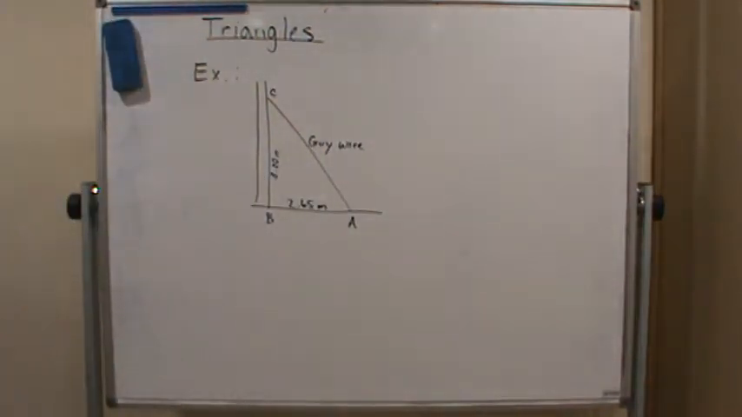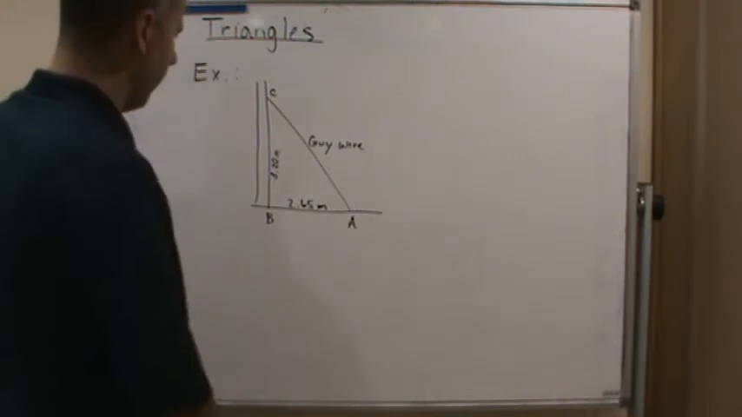We have a pole, and it's perpendicular to the level ground around it. A guy wire is attached 3.2 meters up the pole, and at a point on the ground 2.65 meters from the pole. How long is the guy wire?